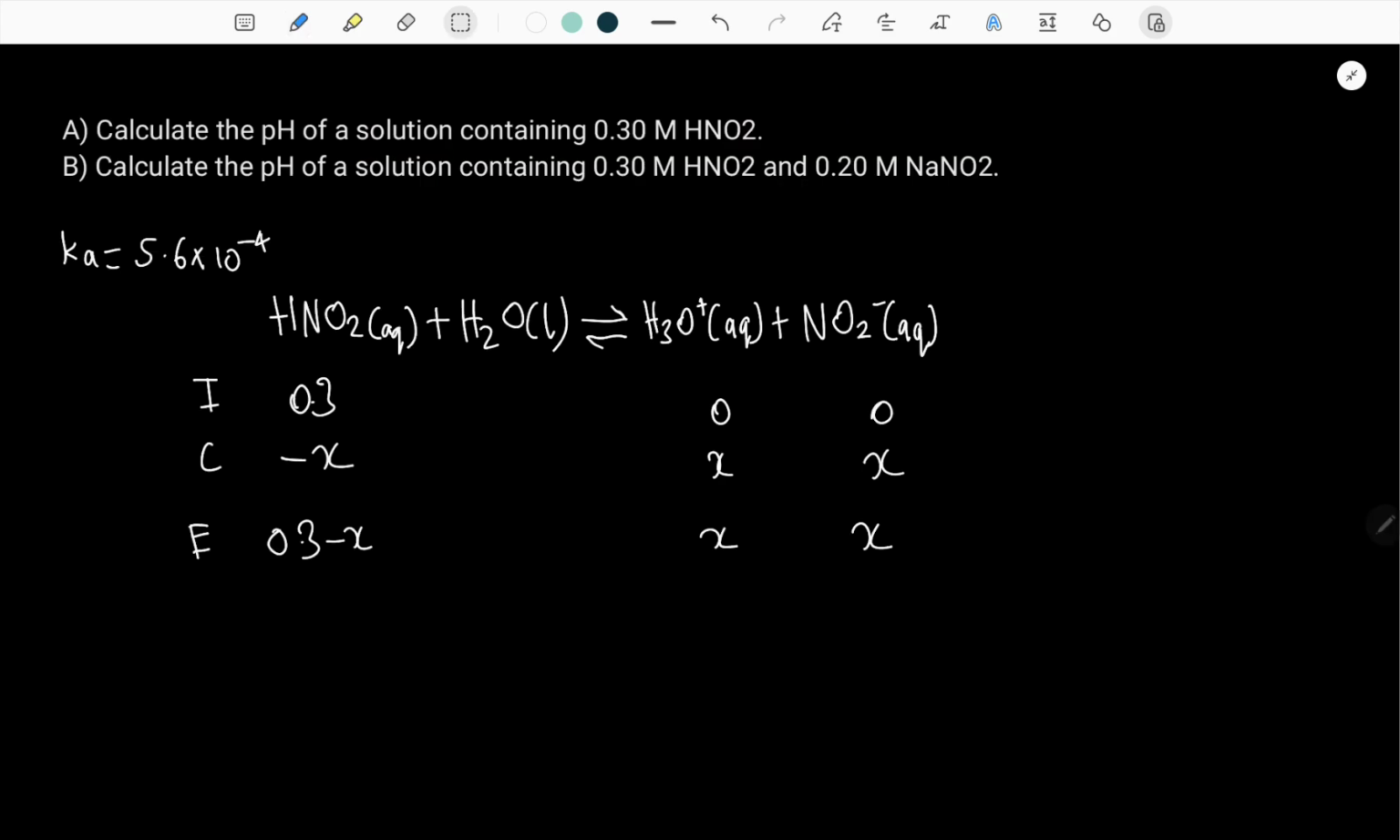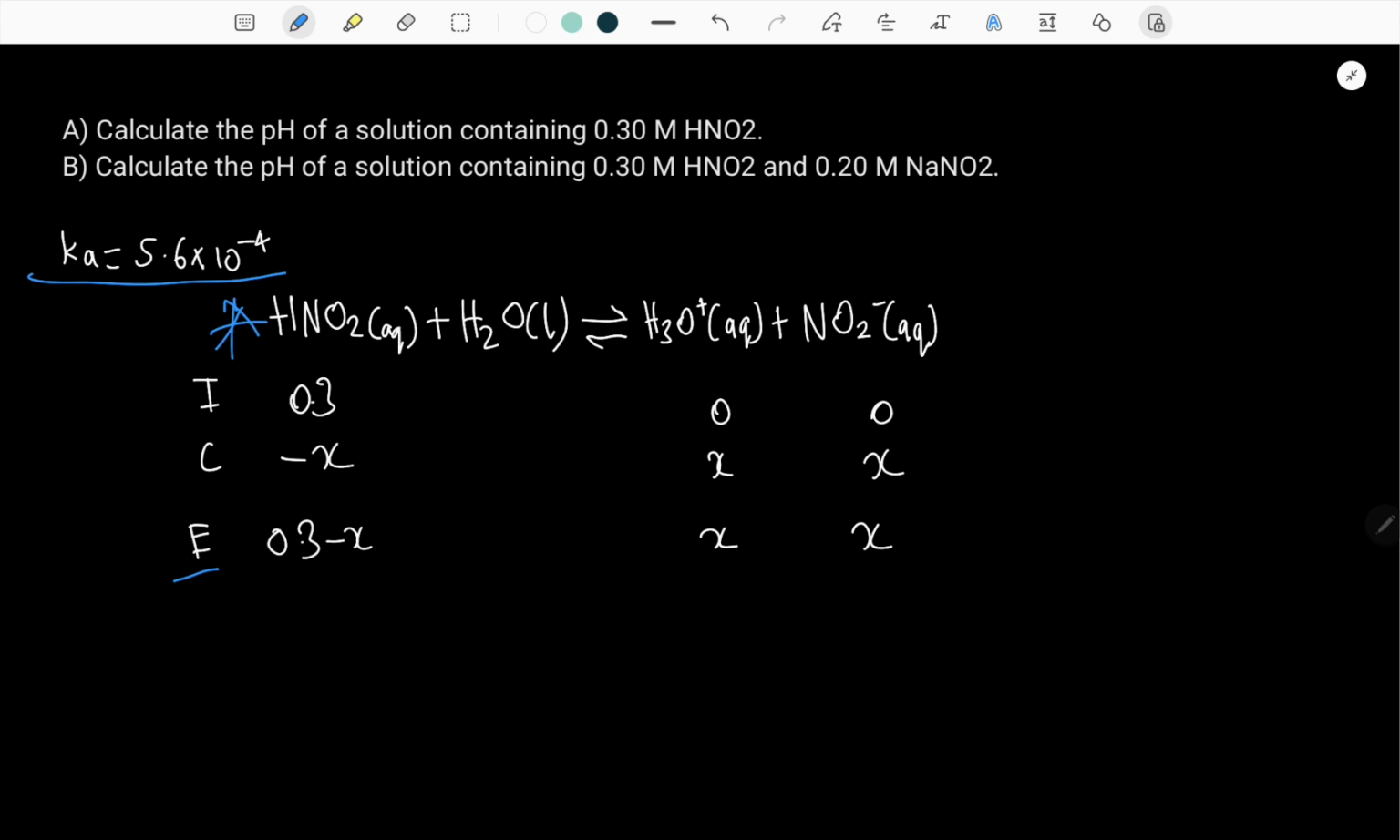In this first question, part A, we are to calculate the pH of a solution which contains 0.3 concentration of HNO2, and we are given the Ka value here. So this is not a buffer solution for now, and this is the equation. To create the ice table, we basically just write the initial. The first row is the initial concentration, so we have 0.3 for HNO2 and zeros for the products. Then we do minus x here, and these are going to be x and x. And then this is the equilibrium, the final row.